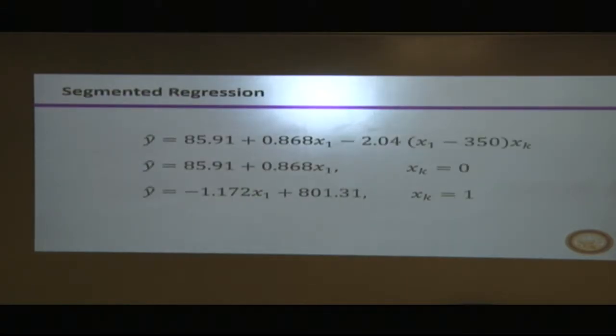So we can say that our model is this. So how can we get these two lines? Remember I told you that xk is a binary variable. If xk is equal to 0, we get this equation here. If xk is equal to 1, we get this equation here, right? So I guess we're done.